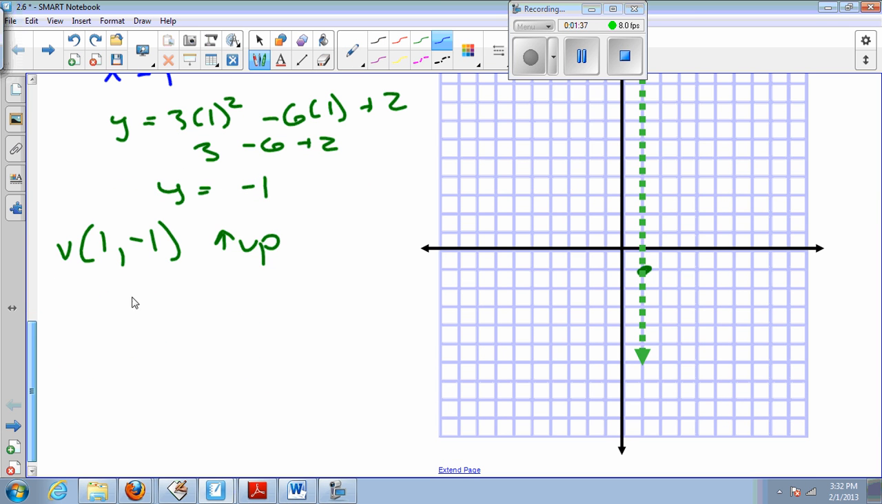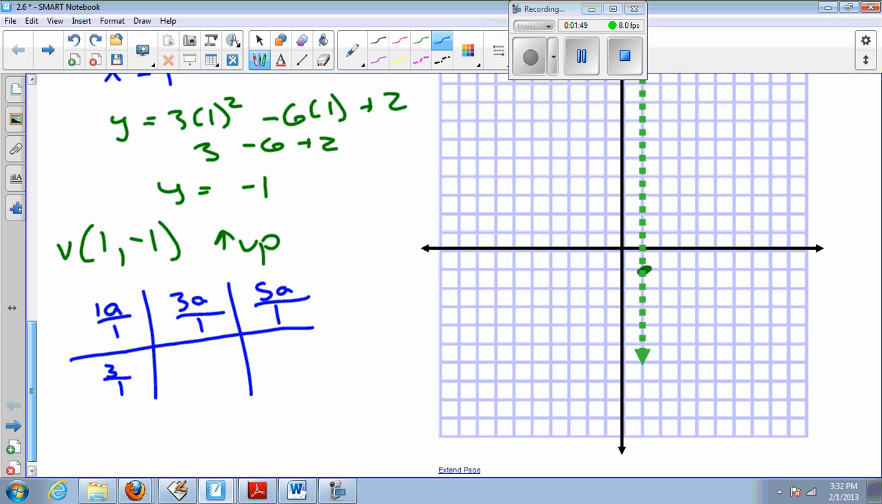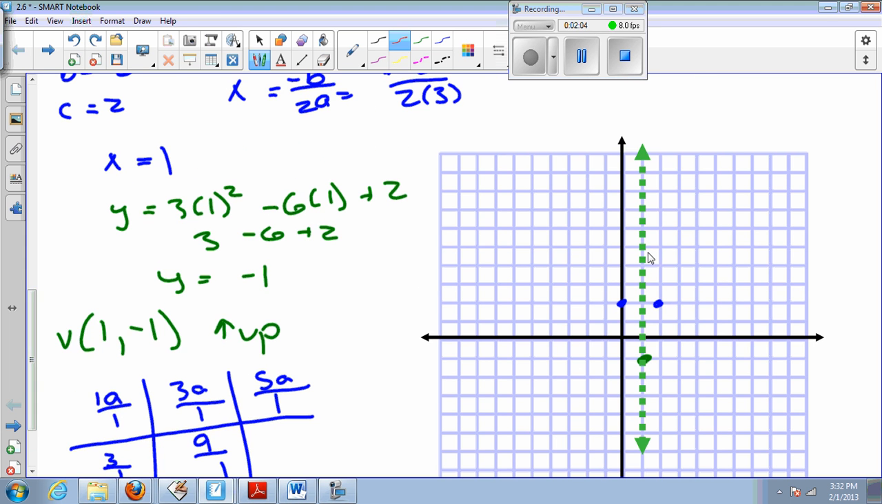So I'm going to use the 1a, 3a, 5a trick that I showed you in class. And our a value is 3, so it goes up 3, right 1, and reflect. Then we're going to go up 9 and over 1 from the blue dot. So it's a little bit off the page, which is okay. We still see the form that it takes. It's a quadratic.